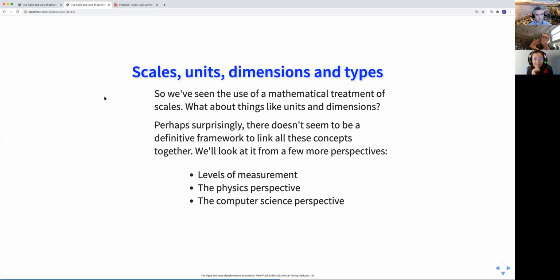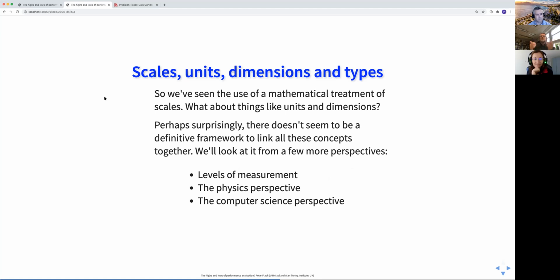So we've seen quite concrete examples where changes of scale can be useful. But still, the mathematical treatment of scales is quite limited because mathematicians don't talk about units, for example. They don't really talk about Celsius versus Fahrenheit. All of these are linear transformations to them, right?